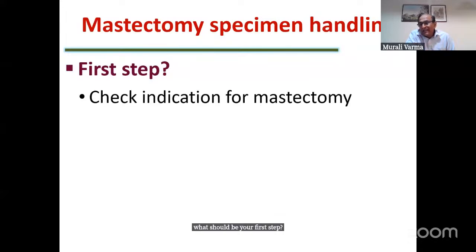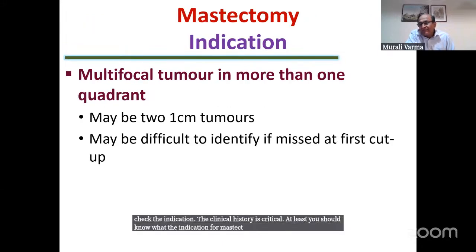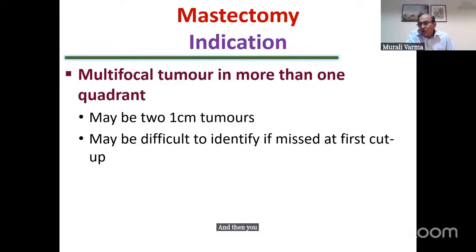Check the indication. The clinical history is critical. At least you should know what the indication for the mastectomy was. If the indication was two 1-centimeter tumors in different quadrants of the breast, and you slice it up and sample one tumor, you weren't aware that there were two tumors. Now you've got a sliced-up specimen, and it can be very, very difficult later to go and find that second tumor. If you end up with a report that says only 1 centimeter low-grade ductal carcinoma and the patient had a mastectomy, there's a little bit of a problem there with justifying it, and that can be avoided.